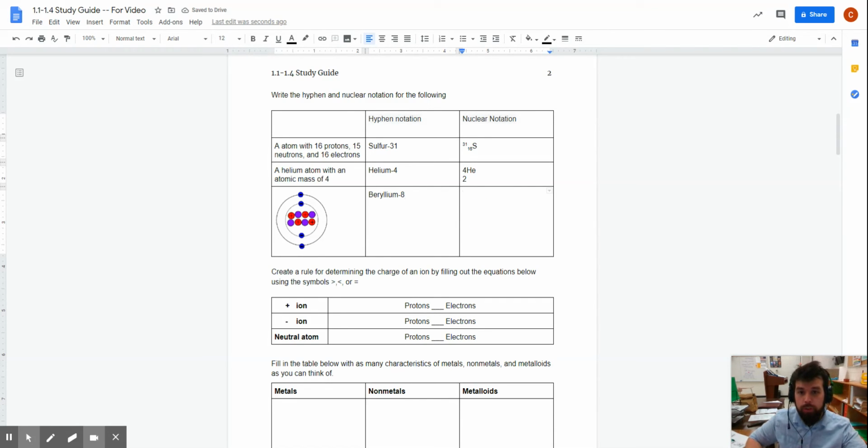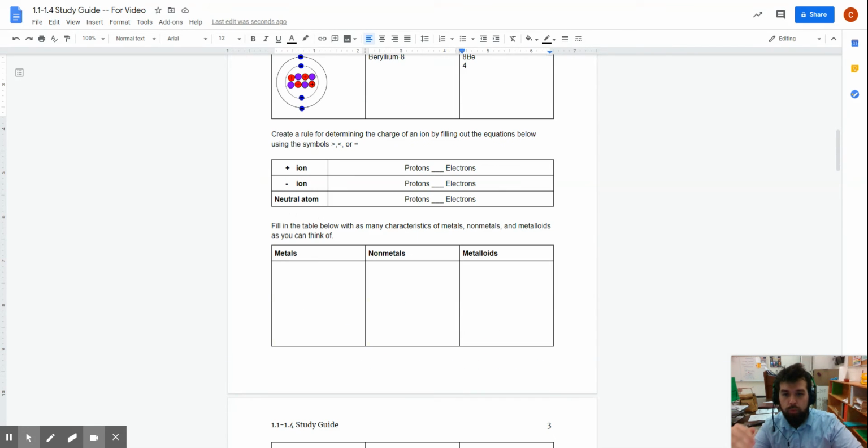How do I write that in nuclear notation? Well, I put my mass on top, 8. To the left of that, I put my symbol, which is Be. I know that because of the periodic table. And then under my mass, I write my atomic number, which is 4. There we go. That one's done. Boom. High five, Mr. Cruz. All right.